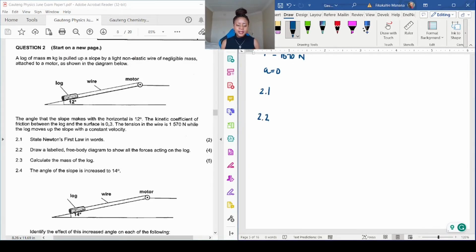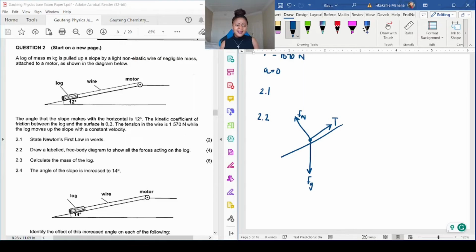Draw a labeled free body diagram to show all the forces acting on the log. Okay, so this is like your slope. That's your log. The easiest one to begin with is your force of gravity. Okay, it's always going down. And then acting perpendicular to it is your normal force, your contact force. Some just put an N. Do what your teacher tells you, because they're the ones who will be marking your script. Then you have a force of tension. We have been given what that is.